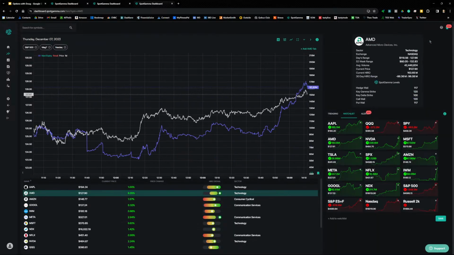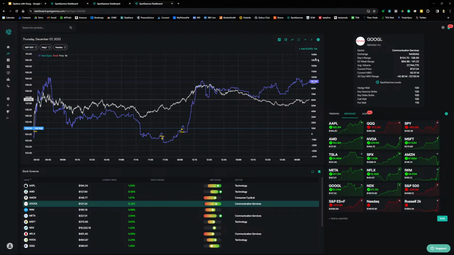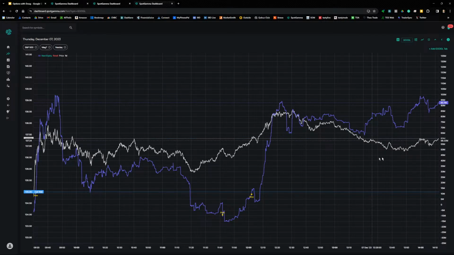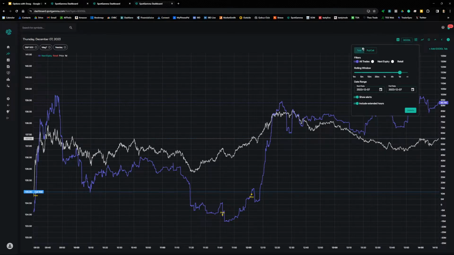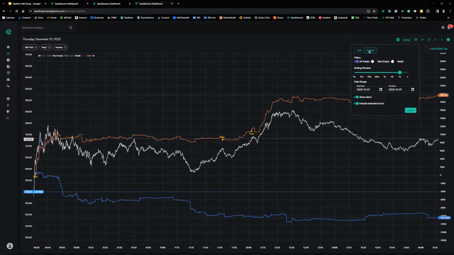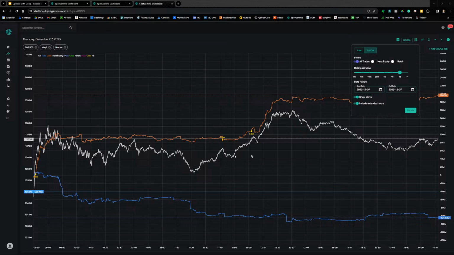So AMD continues to move higher. Let's take a look at Google. More of a mixed picture here. And let's separate out puts and calls. So call buyers really driving price today in Google. Note the flow alert. Traders aggressively buying calls right from the open.